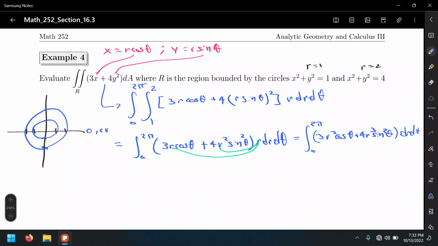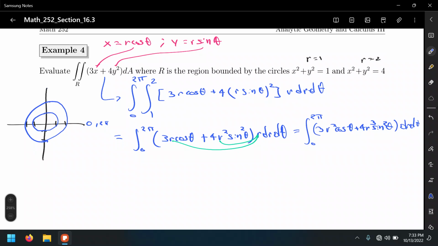In this case, all we have to do is integrate, so we're going to do some partial integration. The first integral is going to go with respect to r. So in the first term, that cosine theta will be constant, and in the second term, that sine squared will be held constant as well. So really, the integral of 3r squared, that's simply r cubed, cosine theta plus r to the 4th sine squared theta. And that gets evaluated between 1 and 4.